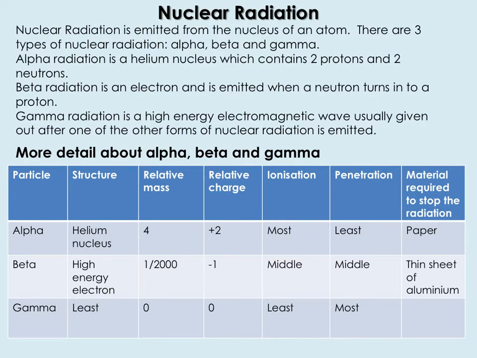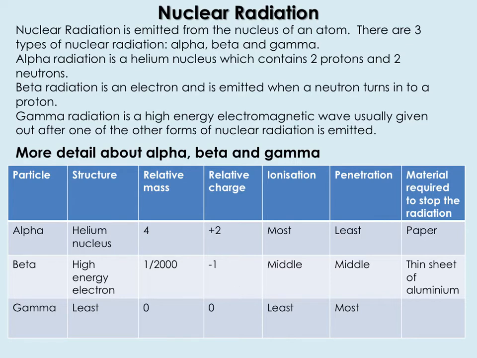Having a look at beta now, so beta is emitted as a high energy electron. Beta is emitted usually when a neutron turns into a proton in the centre of the nucleus. So a neutron will turn into a proton, and that will release a high energy electron to balance out the charge. The relative mass of a beta particle is the same as the electron, which is 1 over 2000. The relative charge of a beta particle is the same as the electron, which is -1.